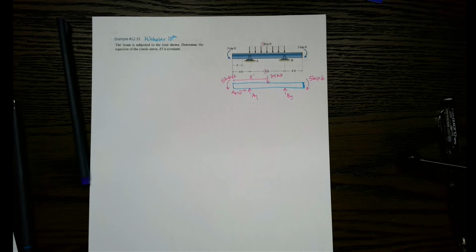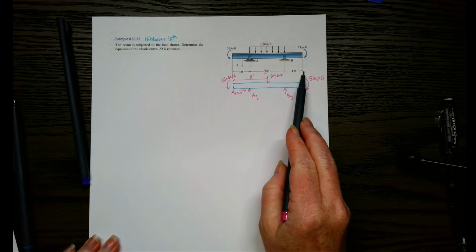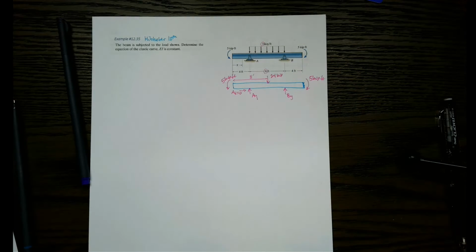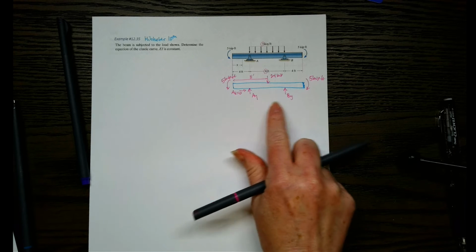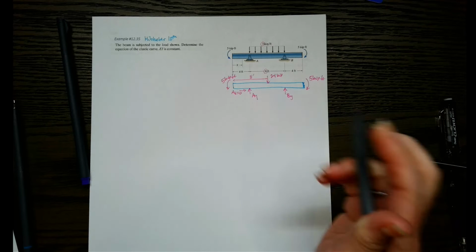Now, looking at this, it looks very symmetric, right? This is 4 feet, this is 8 feet, this is another 4 feet. We got these two moments. This is right in the center. So just looking at it, I can already tell that AY and BY will be the same thing. They are going to be 12 each, right? And we can show that.